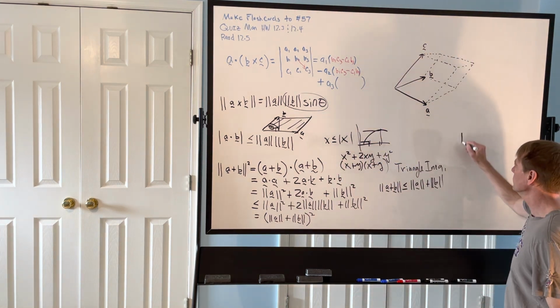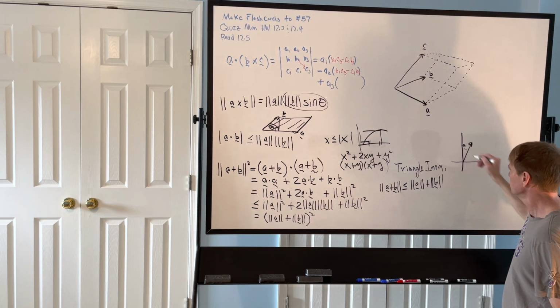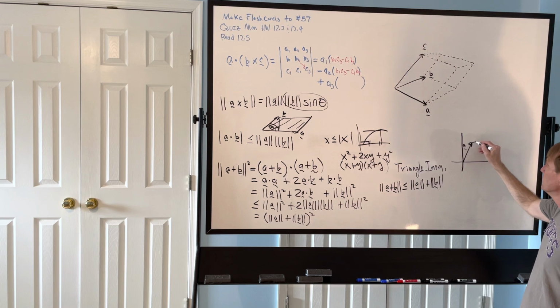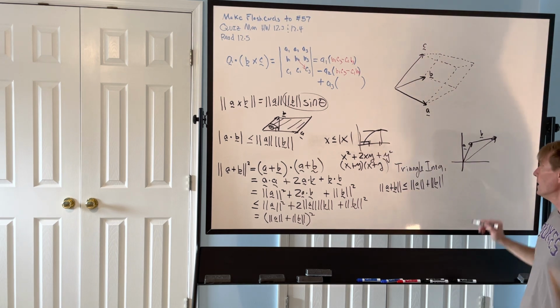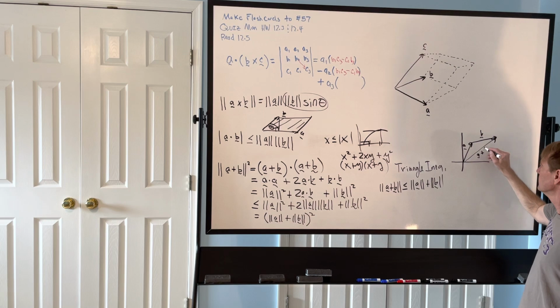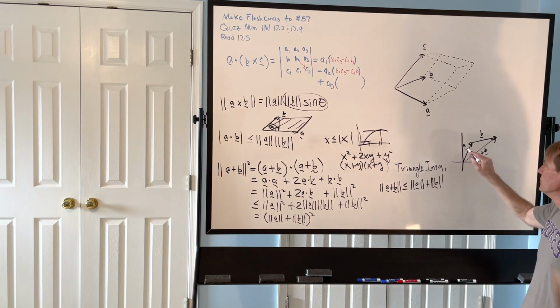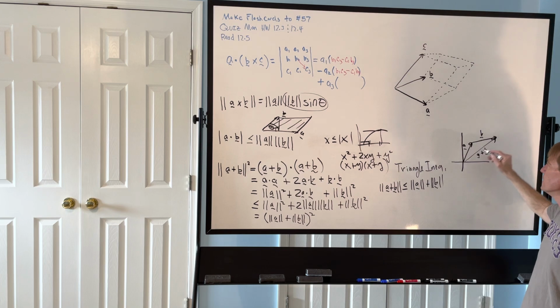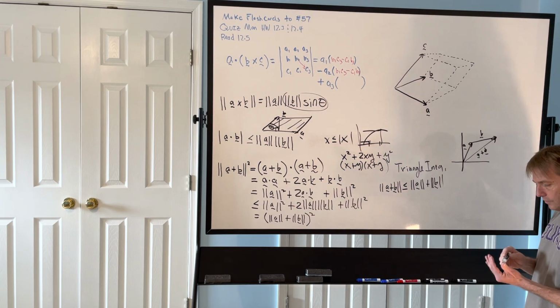Because if I have a vector A, and then I add on to it a vector B, well, this is the vector, and you should be able to tell me right now, this is the vector A plus B. And do you see the triangle? The norm, the length of this side, plus the length of that side, always has to be greater than or equal to the length of this side. Or you're not going to have a triangle. Okay, so that's why it's called the triangle inequality.